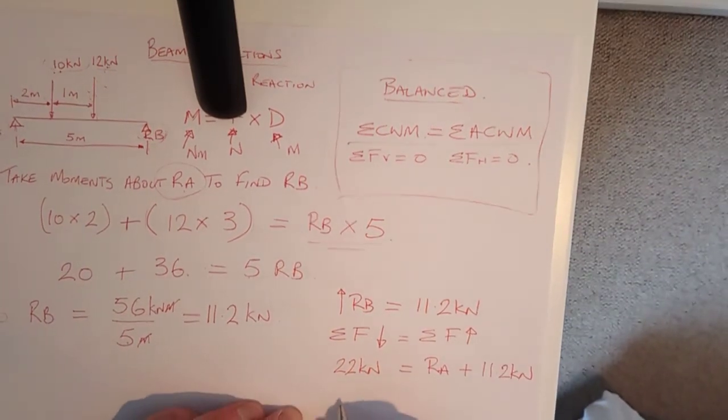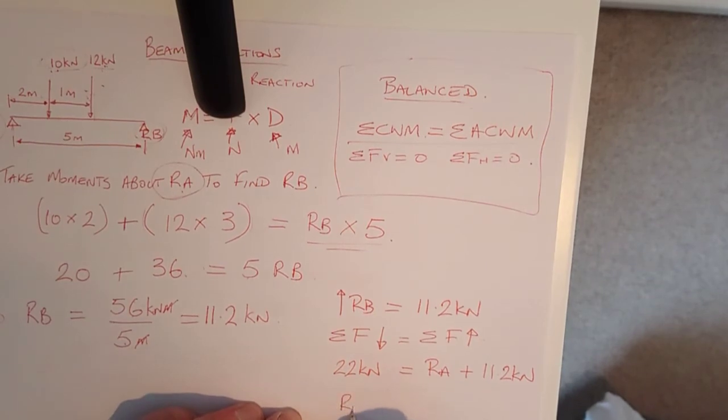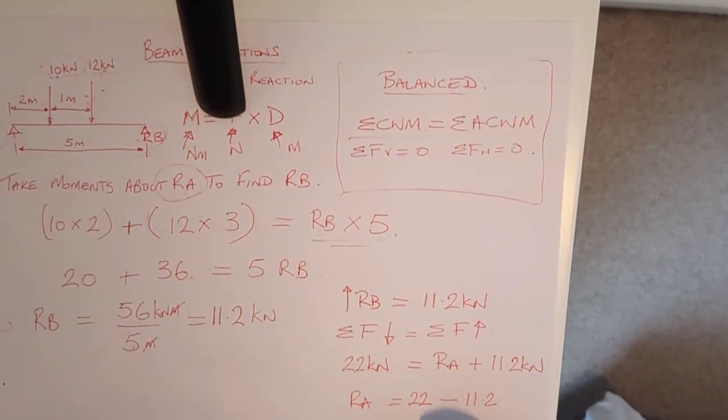So you can easily find RA now: it's equal to 22 minus 11.2, and this will give us a total answer of 10.8 kilonewtons. Mental maths at its best.